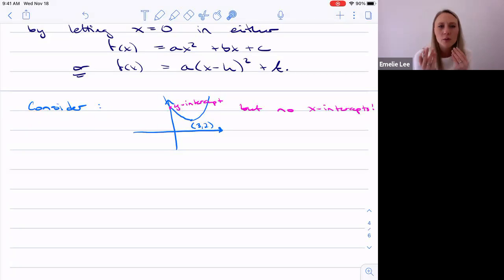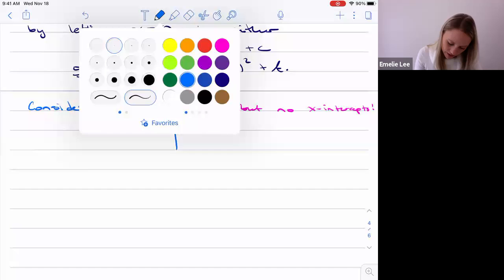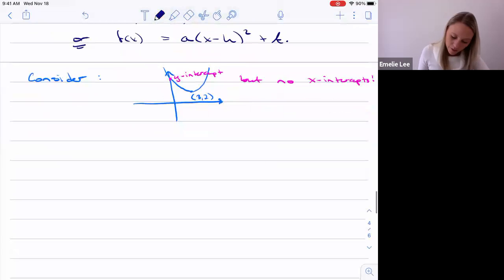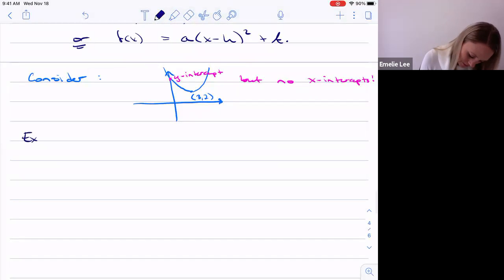You're always expecting to find a y-intercept because the domain is all the x values. The domain of any quadratic is the set of real numbers. So you'll always cross the y-axis eventually. But before I get too deep, how about we do an example?